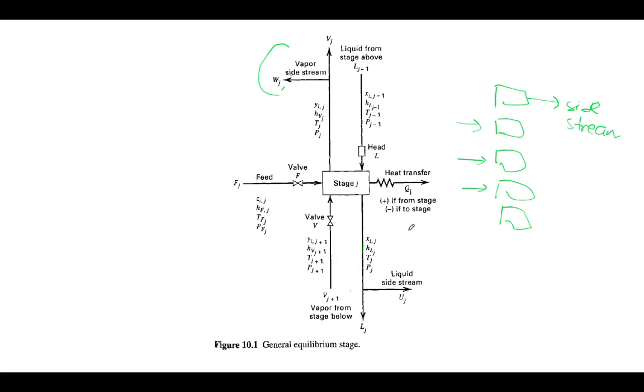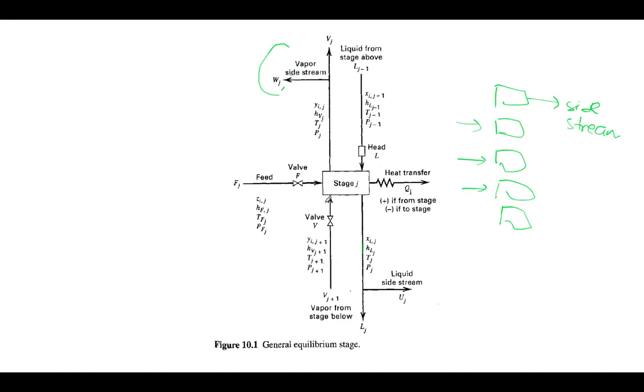So in a general equilibrium stage, we can model that in every stage there are so many variables that may be happening. Of course, not all of them have a value. If they don't have a side stream, then Wj equals 0. If they don't have a liquid side stream, it's also Uj equals 0. And also, for example, Q, the heat transfer: if there is no heat transfer outside, it may also be equal to 0.